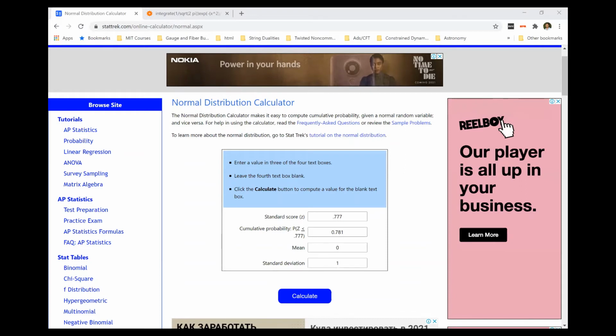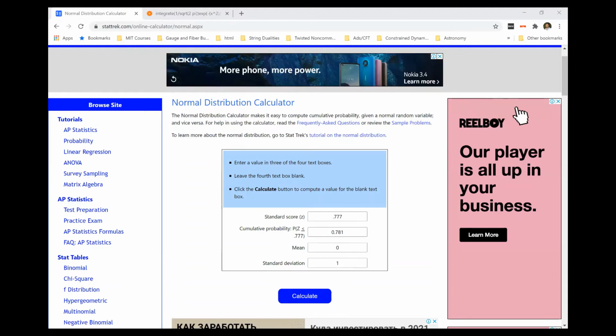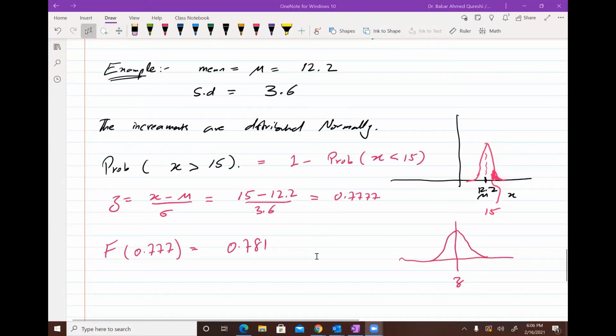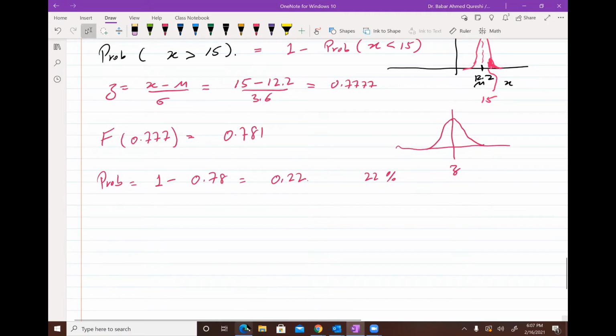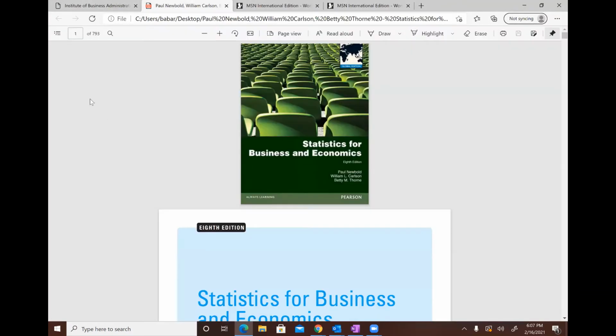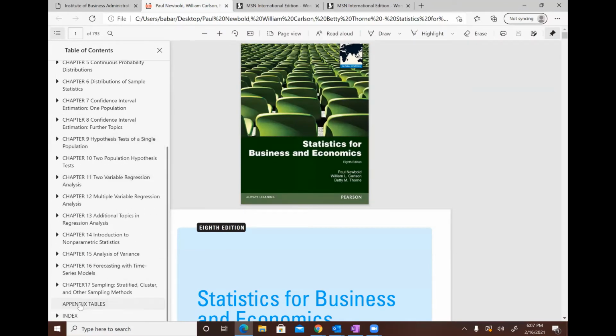So the required probability would be 1 minus 0.78, which is equal to 0.22. So you have a 22% chance that if you pick a person at random, they will have an increment greater than 15%. By the way, going into the standard normal is most useful if you are working with a table. Let me probably show you this table as well. If you go to index tables, yeah.